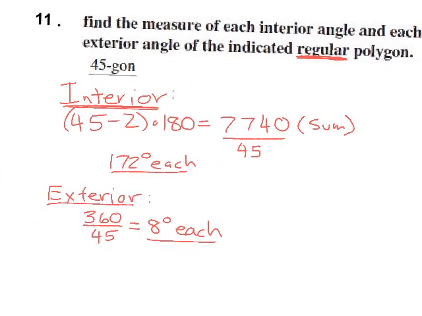So if we chose one or the other, what do you think is easier to find, interior or exterior? Definitely exterior, right? Because I don't even care how many sides it has at that point. Well, I do because I have to divide by that, but the sum is a lot easier because it's always 360. So if I found the exterior was 8 degrees, how could I find the interior without doing very much more work? There you go. 180 minus 8 equals 172.